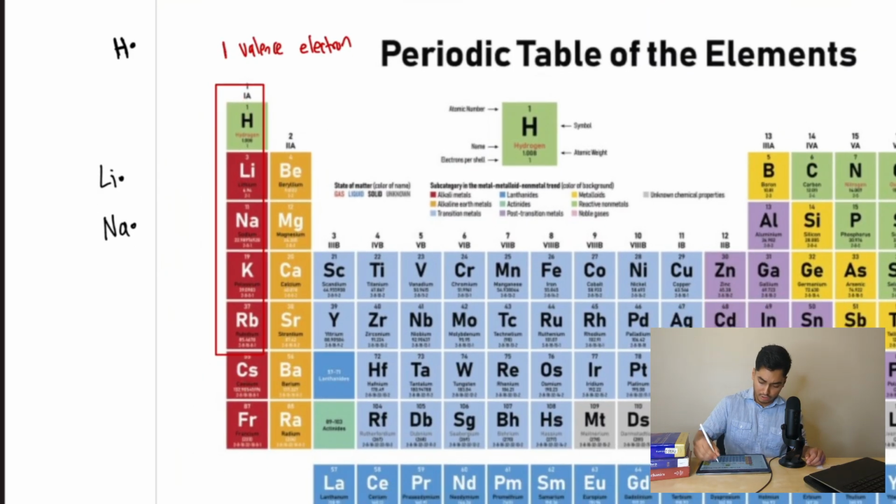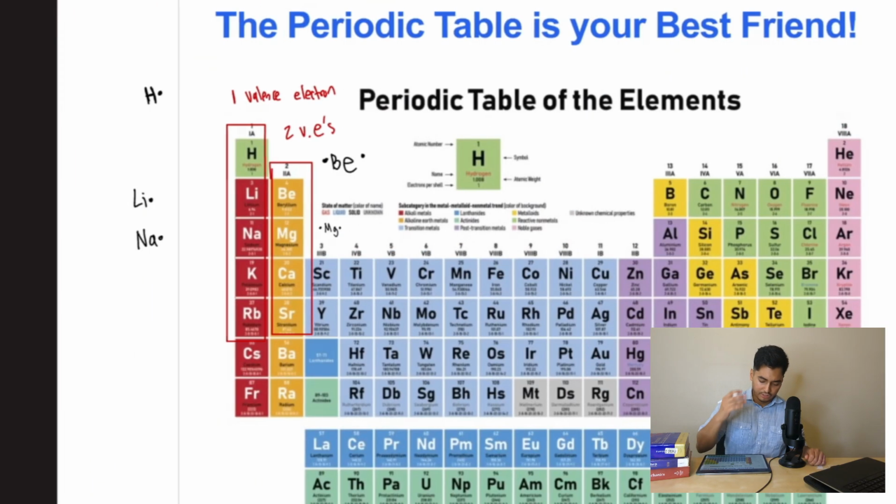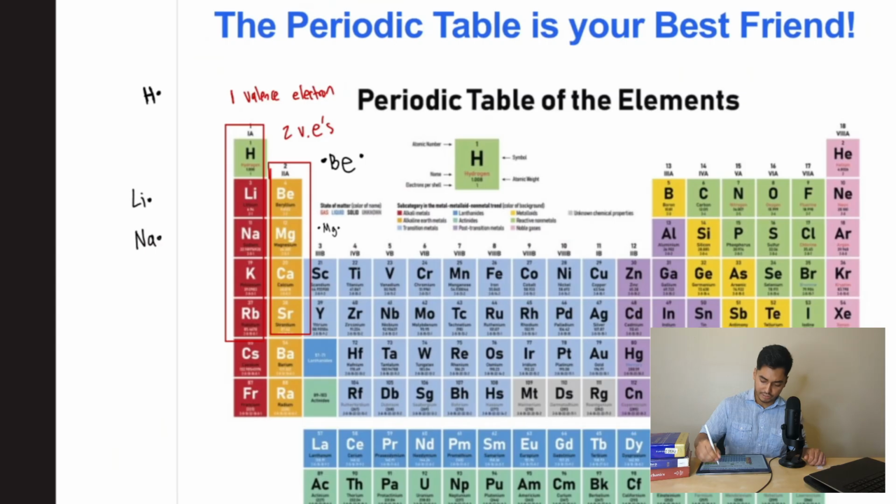What about the second column here? The second column is going to be two valence electrons. I'm going to denote that with Ve. For example, beryllium, which lives right over here, is going to have two valence electrons. I'm going to draw a Be, and then a dot right over here, and then a dot on the other side like so. Same for magnesium. Magnesium is going to have a dot up here and down over here. So first column, one valence electron. Second column, two valence electrons.